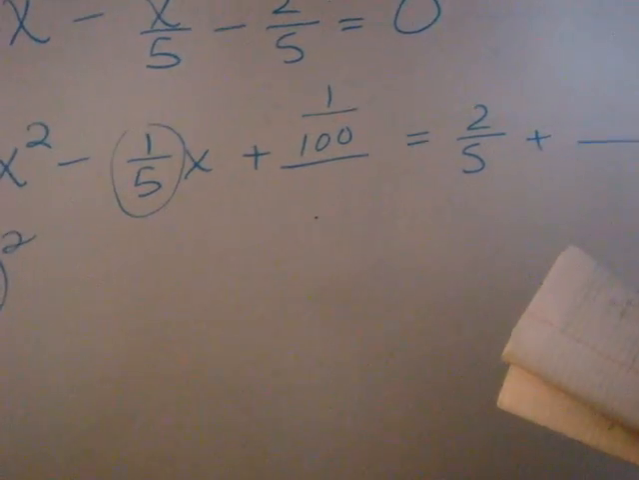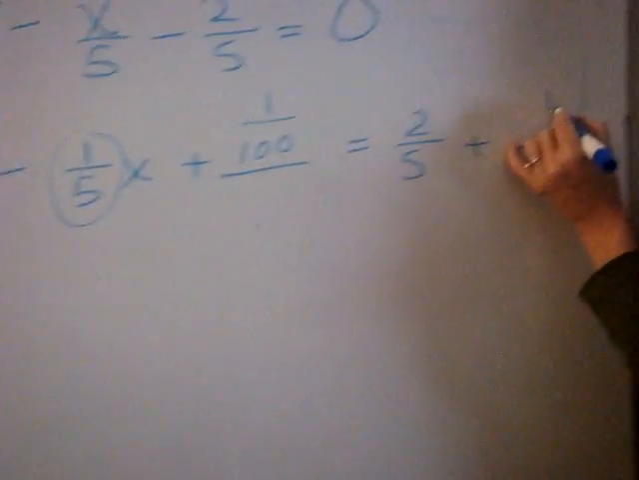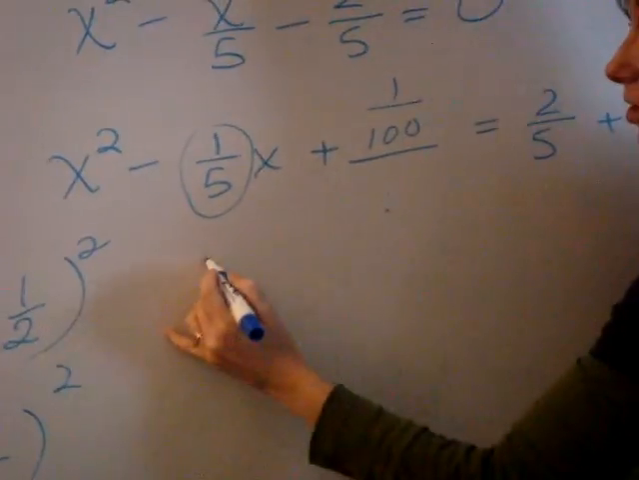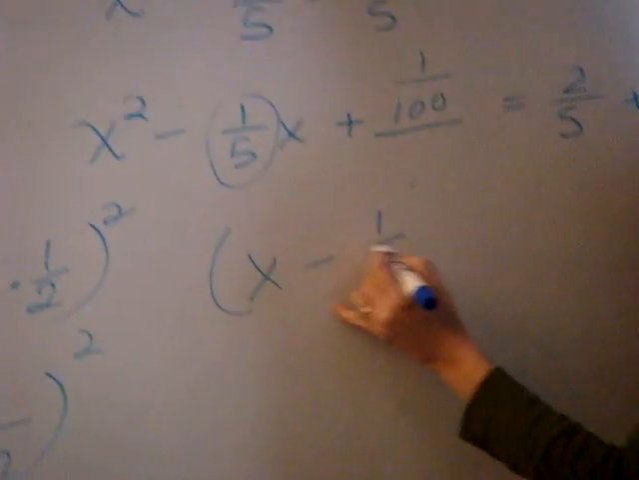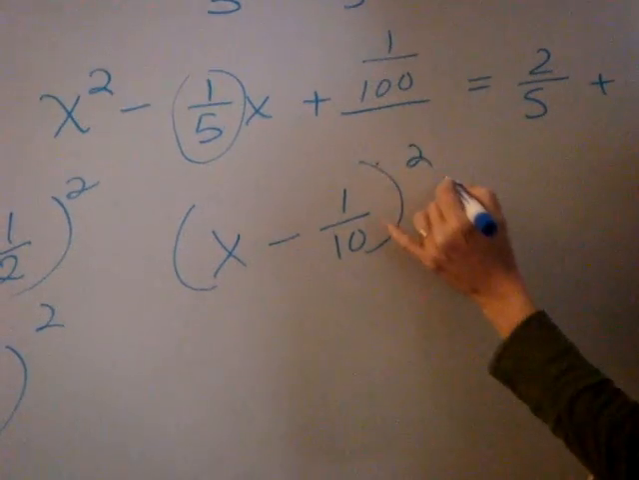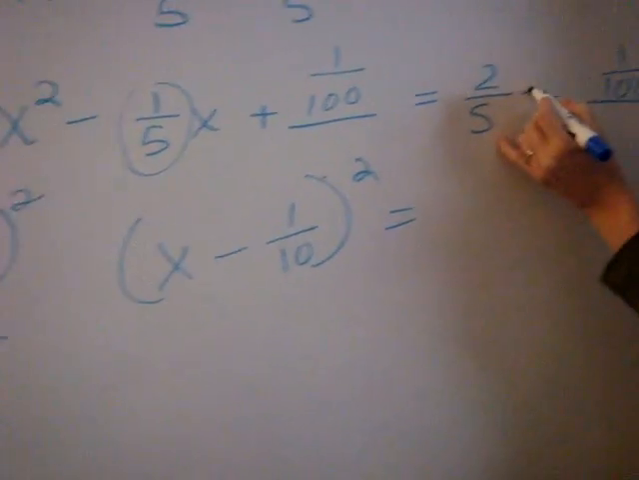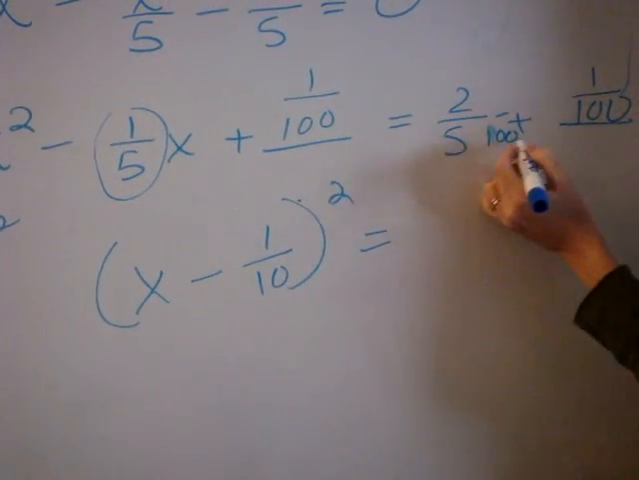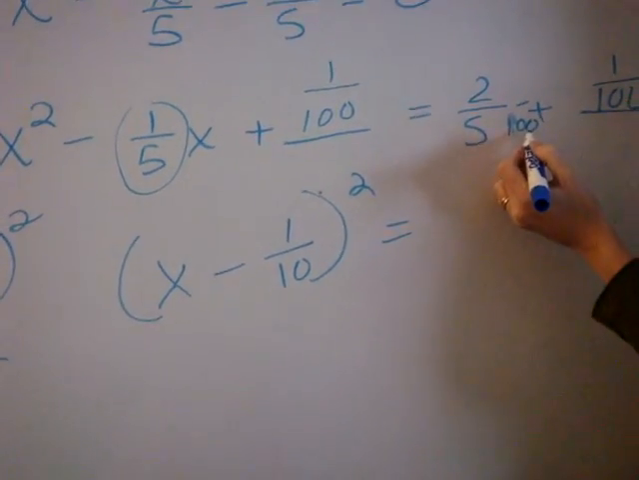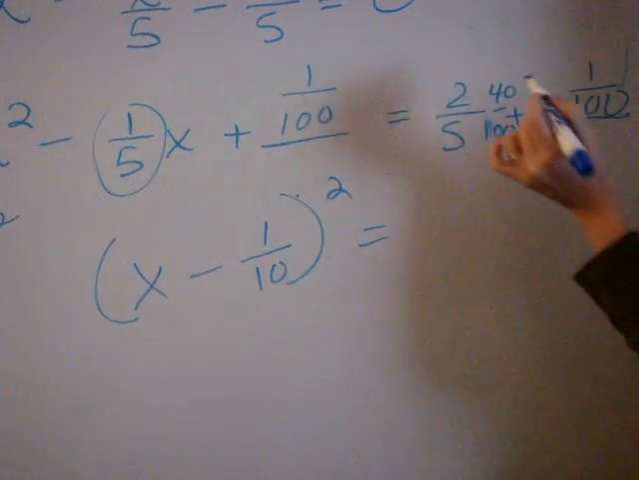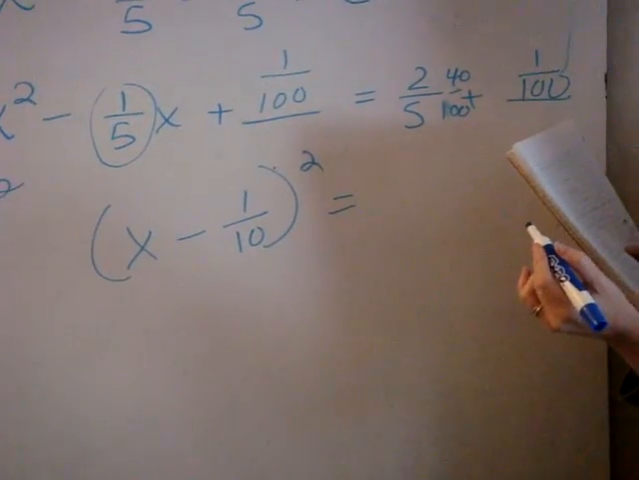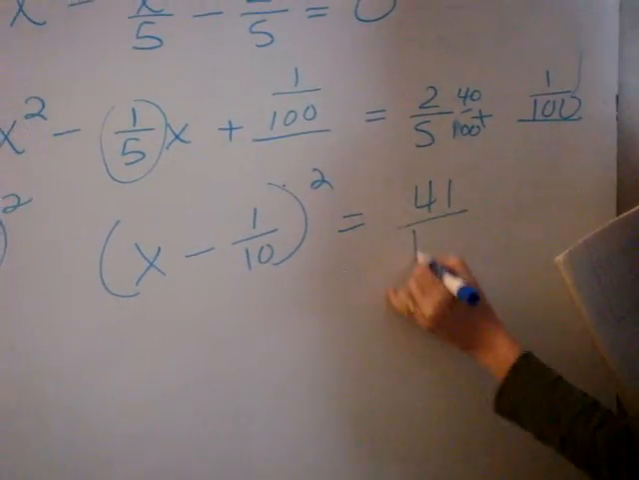And we add that to the other side. Now this is a perfect square trinomial, which can be factored as x minus 1/10 quantity squared. Again, you need to find the common denominator, which would be 100. 5 goes into 100 20 times. 20 times 2 is 40. Add those together, and you get 41 over 100.